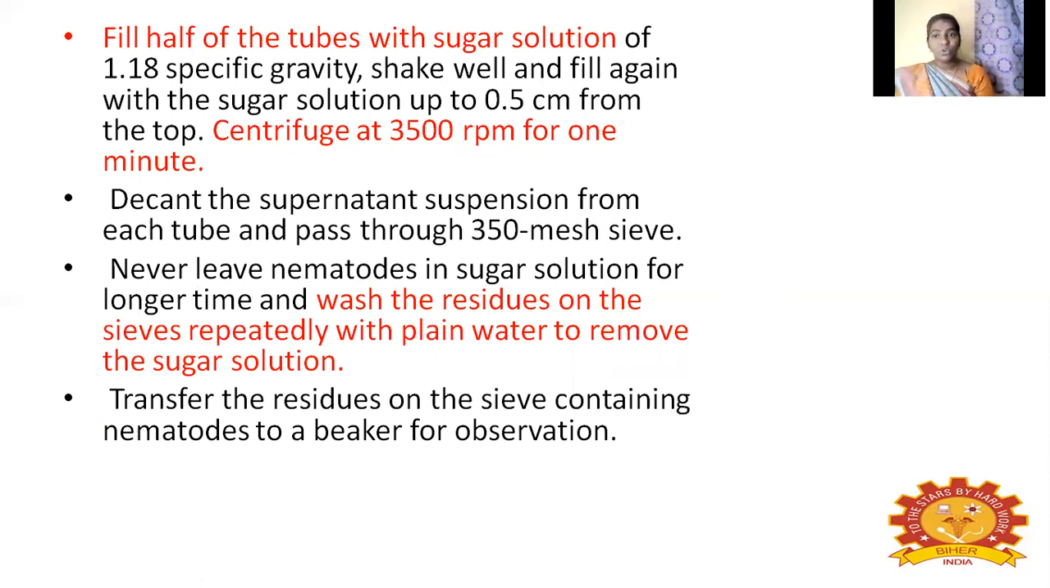After we get a residue, again we fill half the tube with a sugar solution of 1.1 specific gravity. We shake it well, and again to make up the level we add sugar solution to 0.5 centimeter from the top. Again we centrifuge at 3500 rpm for 1 minute. After 1 minute, decant the supernatant suspension from each tube and pass it through a 350 mesh sieve. Never leave nematode in sugar solution for a longer time.